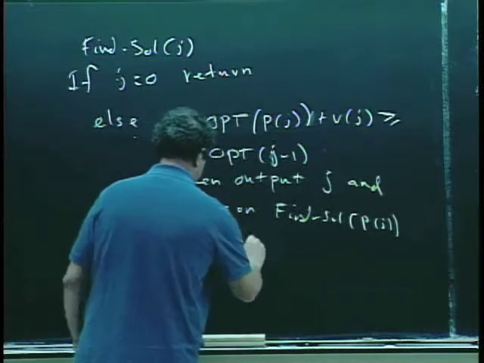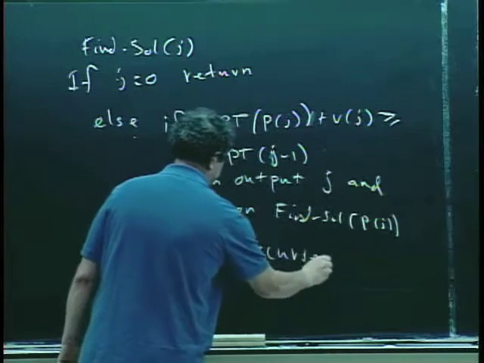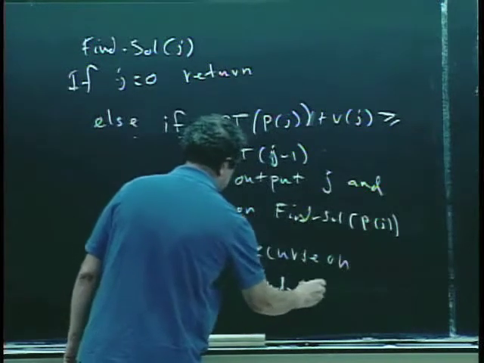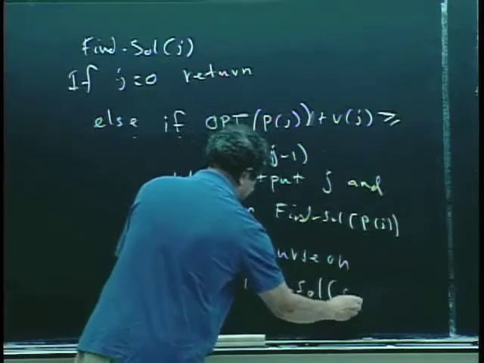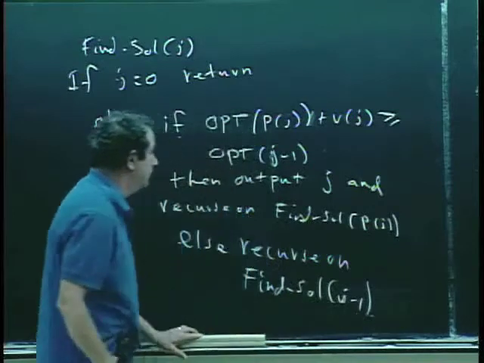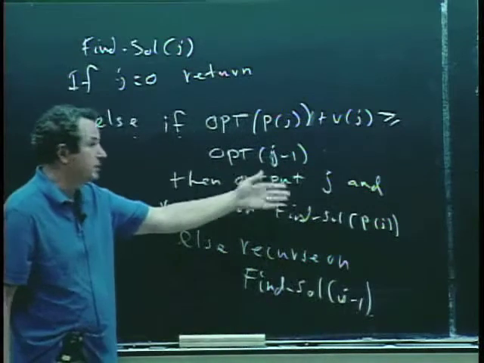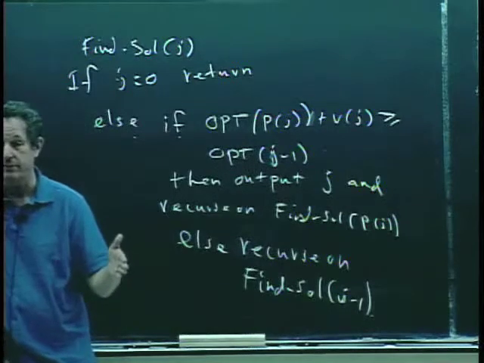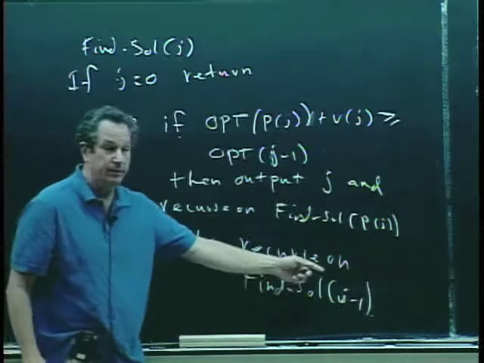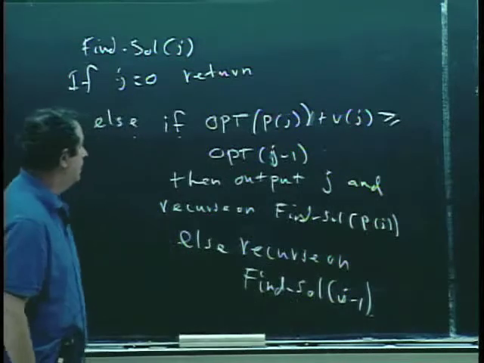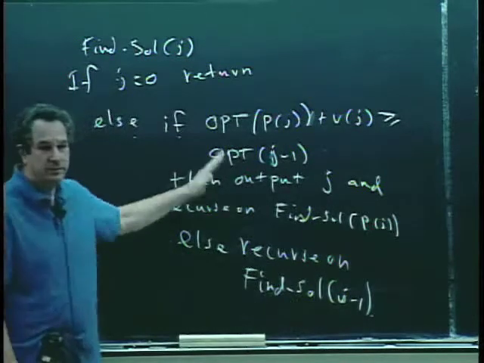Recurse on find sol of j minus 1. You're not using interval j, so you can use anything between interval 1 and j minus 1. You don't necessarily know that you're going to use interval j minus 1. That's why you don't output anything here, but you recurse on that. Okay. Now, everybody see that this is right?